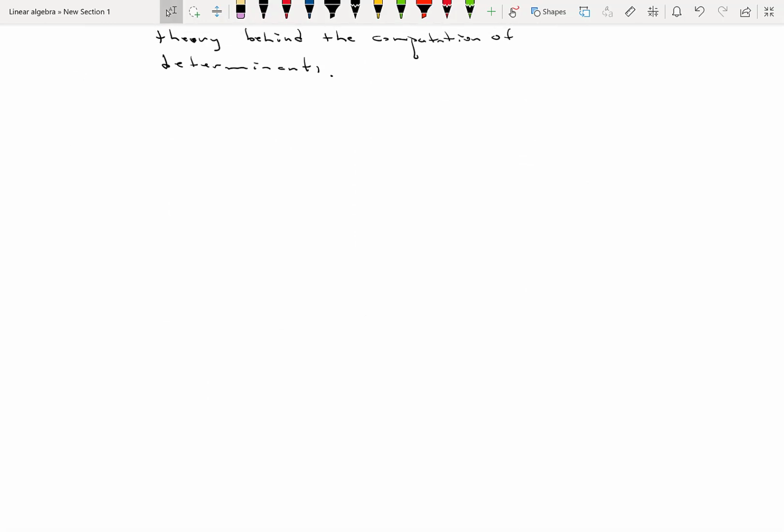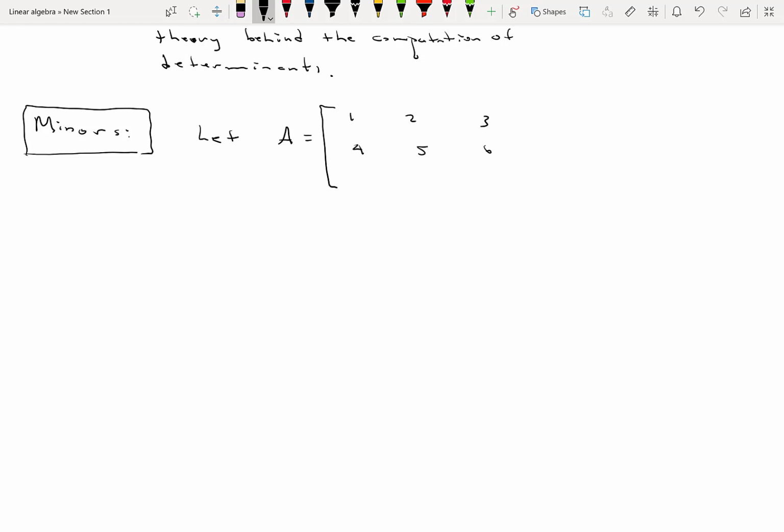The first thing I want to do is introduce you to the concept of a minor. Not like a gold miner or someone who hasn't turned 18 yet. Minors are certain matrices that are related to other matrices. So let's look at a specific example. Let A be the matrix whose entries are very simple: 1, 2, 3, 4, 5, 6, 7, 8, and 9. I tend to recycle this matrix a lot.